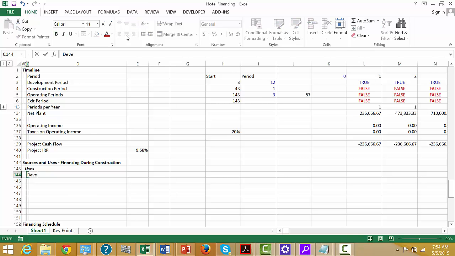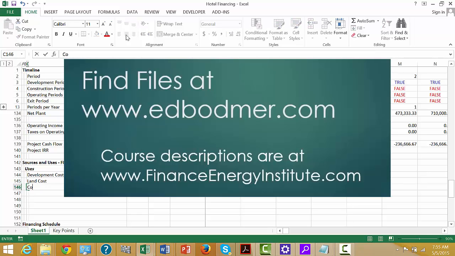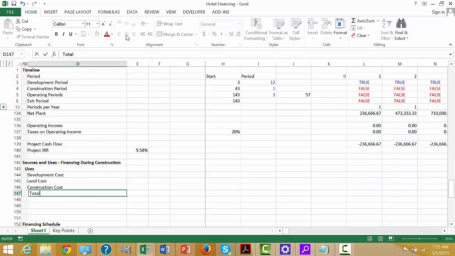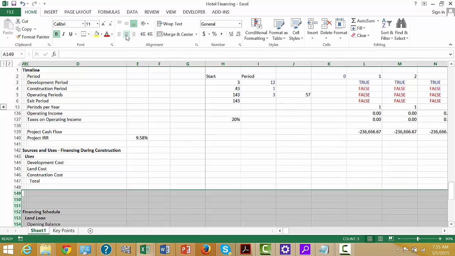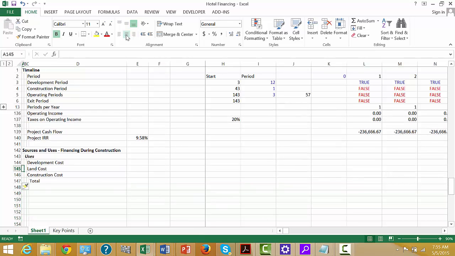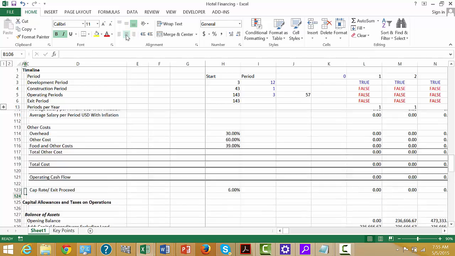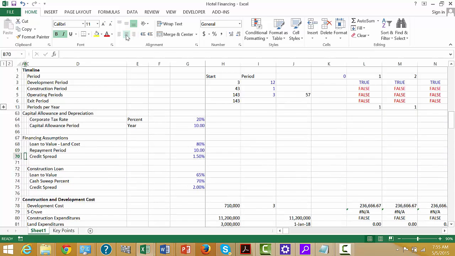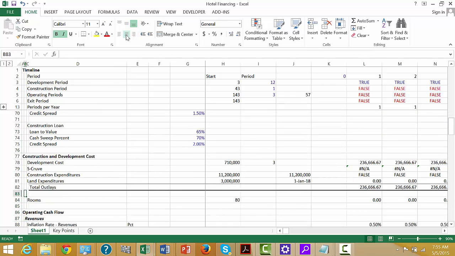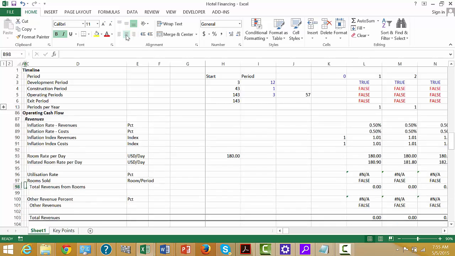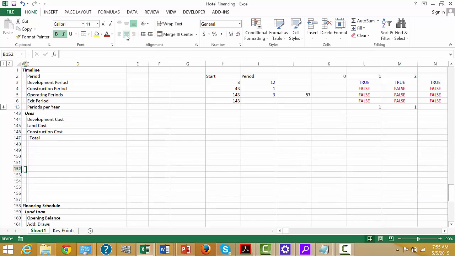And we can put development cost, and then we can put land cost, and construction cost, and then we put total. That's pretty simple. It's very simple because we've already done all that up here. Remember, here's the development cost, the land cost, and the construction expenditures. We did the hard part on that one already. And then we put the sources of funds.